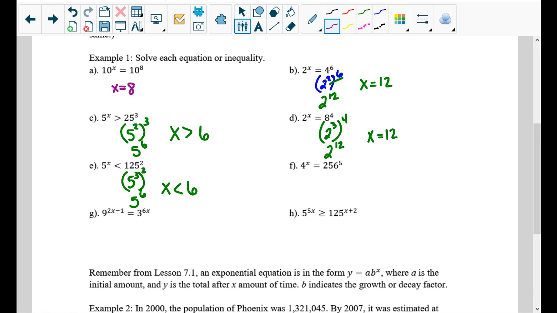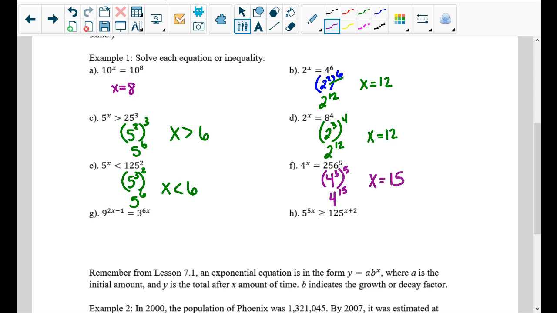So take a look at f then. 4 to the x equals 256 to the 5th. So 4 times 4 is 16. 16 times 4 is then going to give me that 256, so this is 4 to the 3rd power, then taken to the 5th, so overall it's 4 to the 15th power. So then x is equal to 15. So as long as we get those same bases, it's pretty easy.